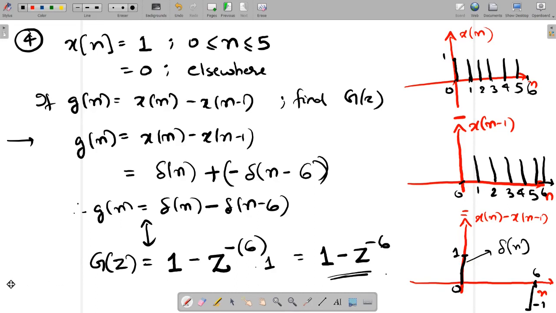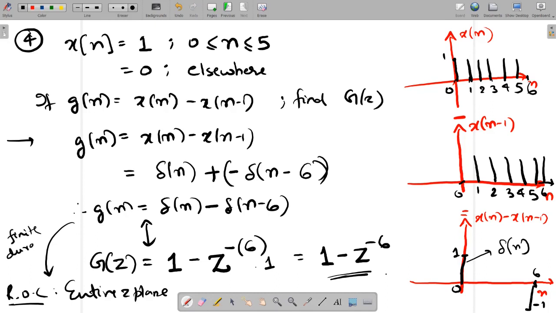Alright. And what is the ROC? ROC is the entire z plane. Why? Because this g of n is a finite duration signal. Next sum please.